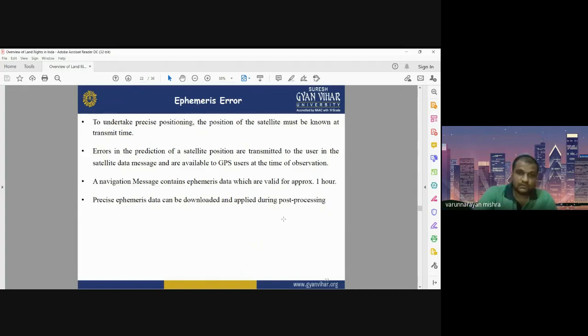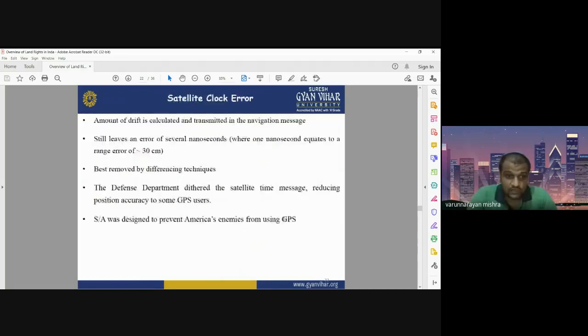This is about ephemeris error. Satellite clock error. Some amount of the drift is calculated and transmitted in the navigation message. Satellite clock error is also important, because the GPS satellite has an atomic clock, whereas our GPS receiver has a normal clock, whatever we call a quartz clock. So there may be some drift or shift in the timing measured by the satellite and the timing measured by our GPS receiver. That may cause some kind of satellite clock error.